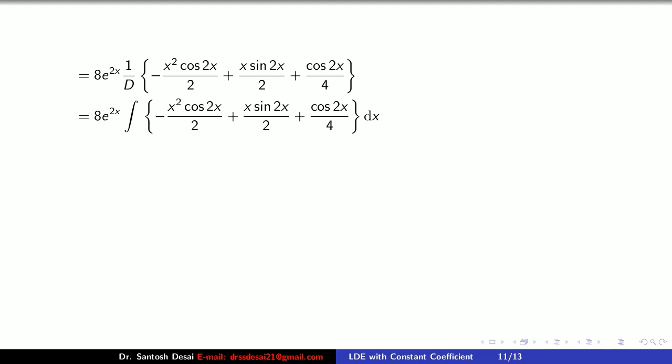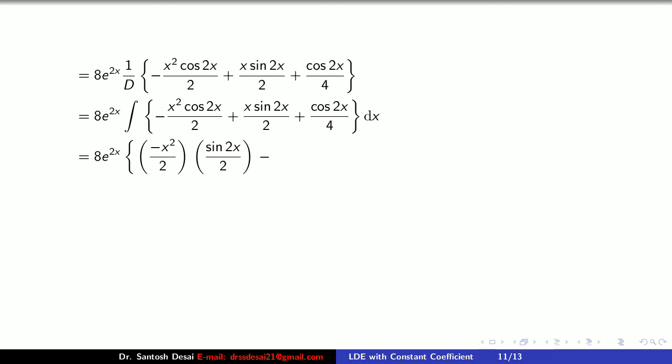So here for the first term, I will take u is equal to minus x square divided by 2 and v is equal to cos 2x. So let us apply the uv rule for the first term with u is equal to minus x square by 2 and v is equal to cos 2x. So we get 8 e raised to 2x into the value of u, that is minus x square by 2. You have to write first as it is. And the value of v is cos 2x and its integration is sin 2x divided by 2.